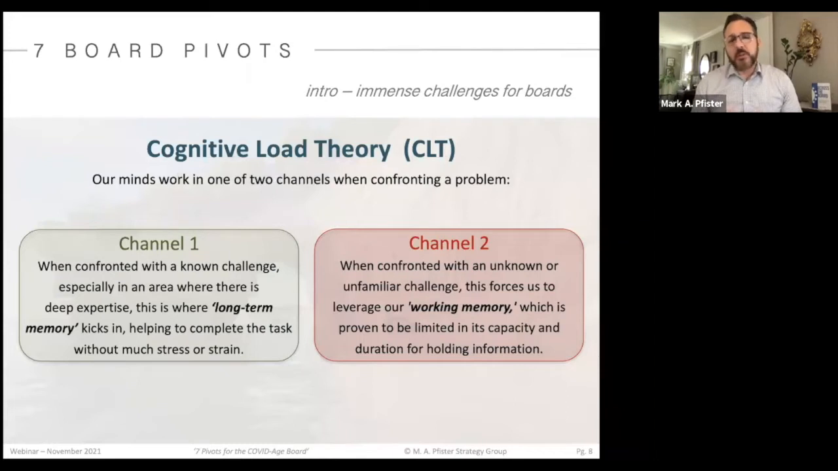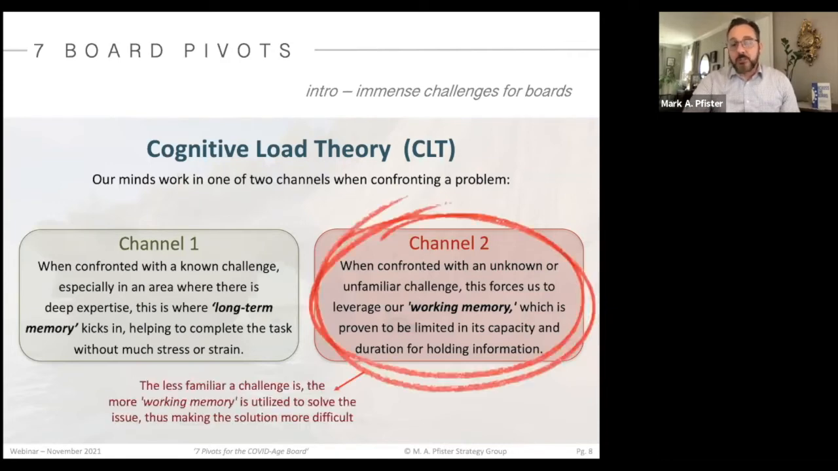So channel one of this cognitive load theory says that when confronted with a known challenge, especially in an area where there's deep expertise, the long-term memory kicks in, or that's the area that's tapped into, which helps to complete the task without much stress or strain. You know the problem, you've solved it before, you're relying on your expertise and experience in the long-term memory to solve that problem. That's known as channel one. Channel two is the more challenging area, and that's when you're confronted, or a board is confronted, or a group is confronted with an unknown or unfamiliar challenge. This forces all of us individually and as a group to leverage our working memory. And working memory is proven to be very limited in its capacity and duration for holding information.